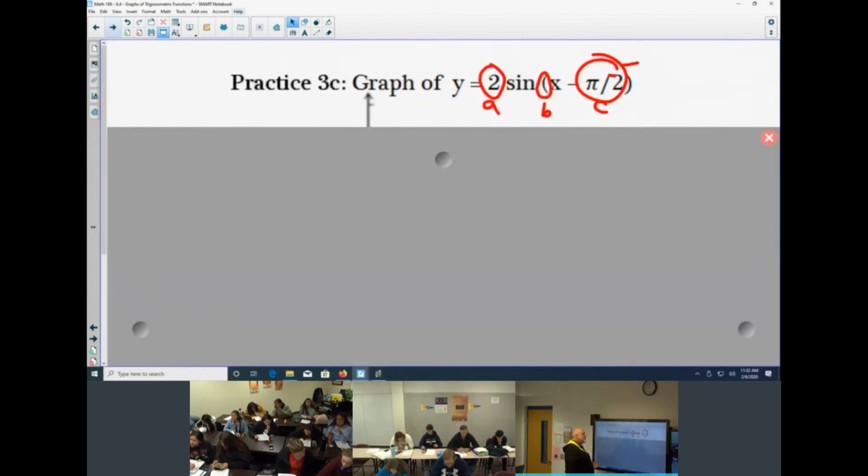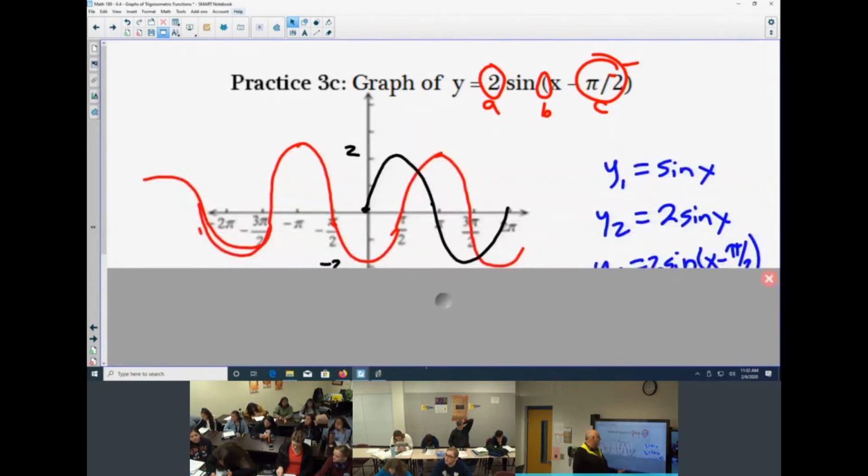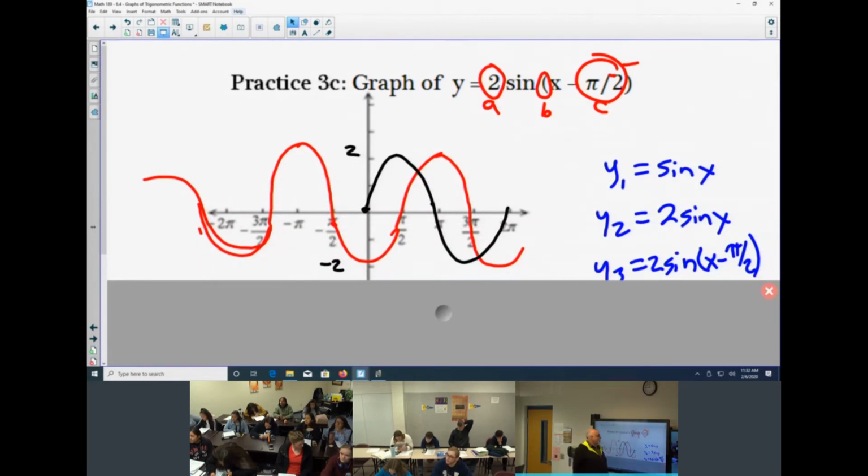Okay, so now on this one, we not only have a phase shift or horizontal shift to deal with, we also have to deal with the amplitude, and this one is 2. So hopefully you picked up on that as well. If we start with graphing 2 sine x, that's what I have in black, where it goes up to 2 and down to -2.